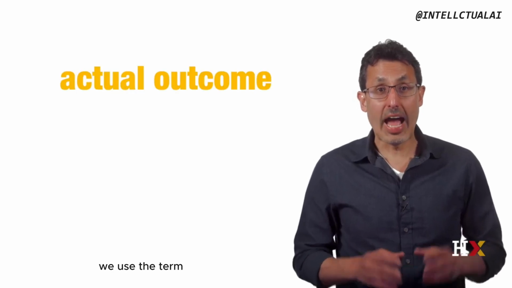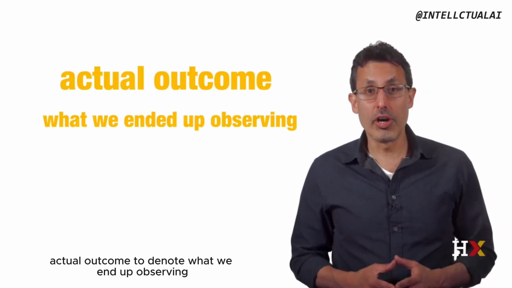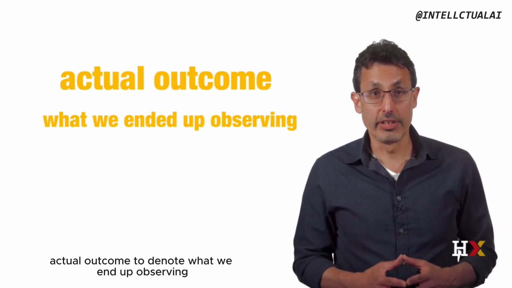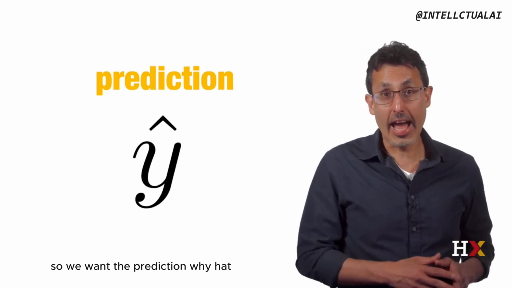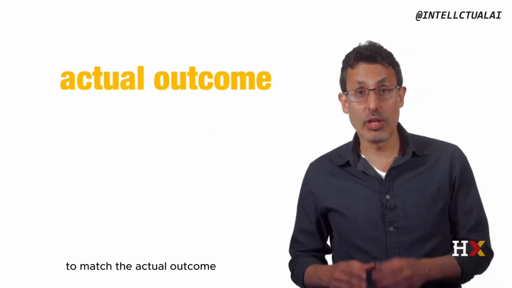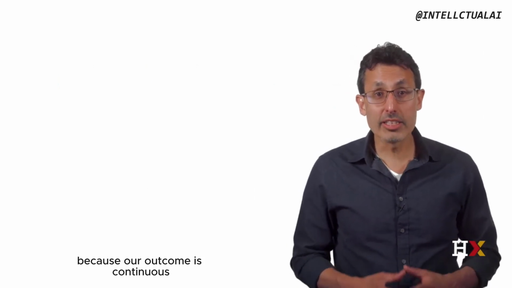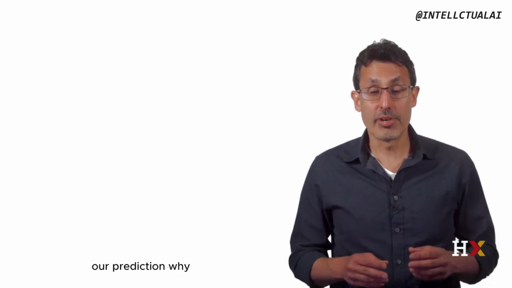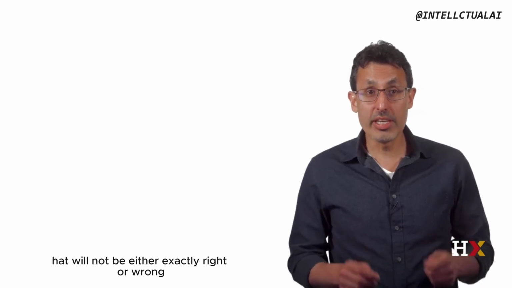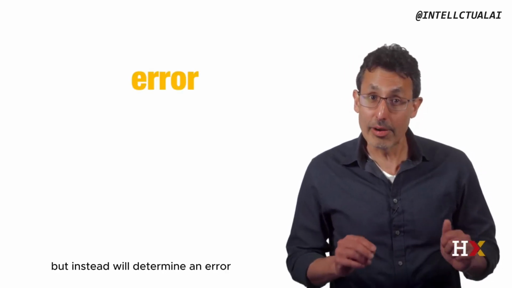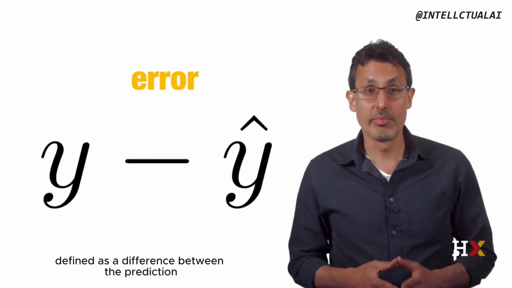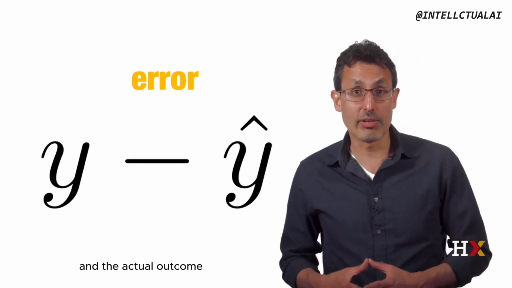We use the term actual outcome to denote what we end up observing. So we want the prediction y hat to match the actual outcome y as close as possible. Because our outcome is continuous, our prediction y hat will not be either exactly right or wrong, but instead will determine an error defined as the difference between the prediction and the actual outcome.